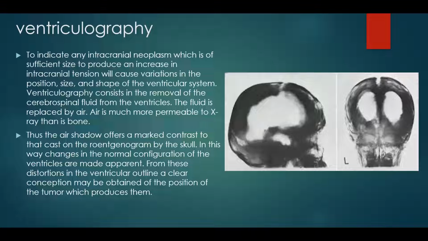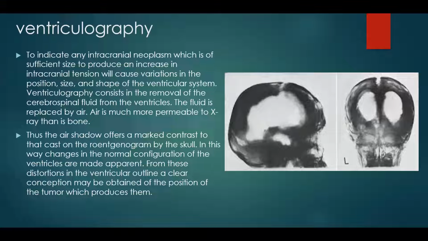Ventriculography is indicated for any intracranial neoplasm which is of sufficient size to produce an increase in intracranial tension and will cause variation in the position or size and shape of the ventricular system. Ventriculography consists in the removal of the cerebrospinal fluid from the ventricles. The fluid is replaced by air. Air is much more permeable to X-ray than is bone.